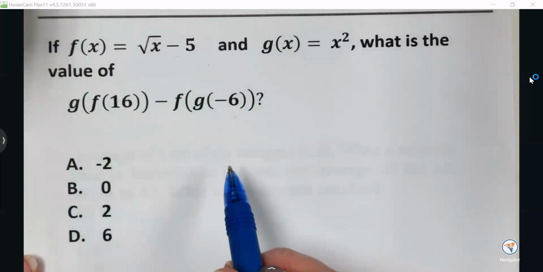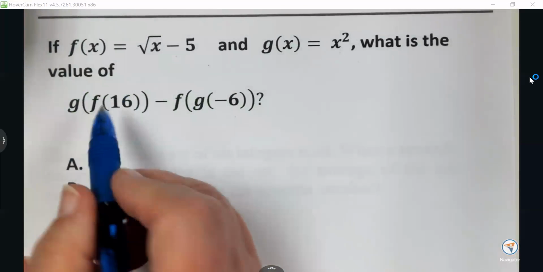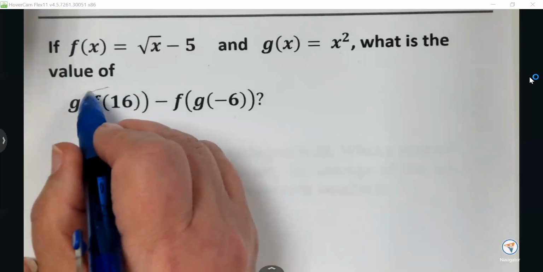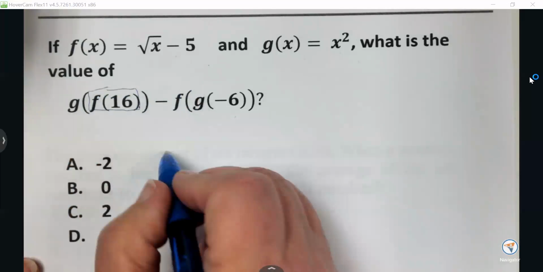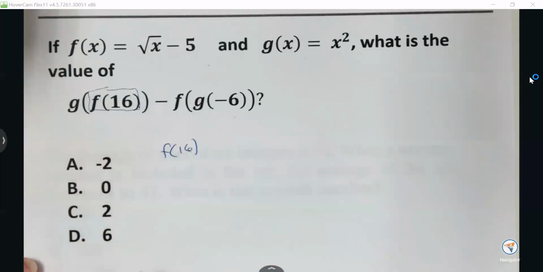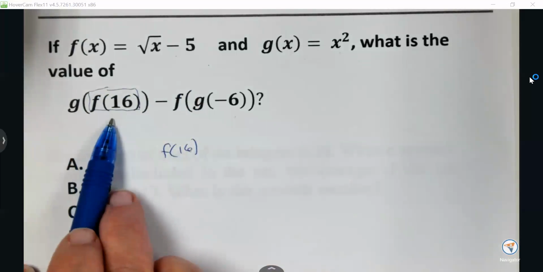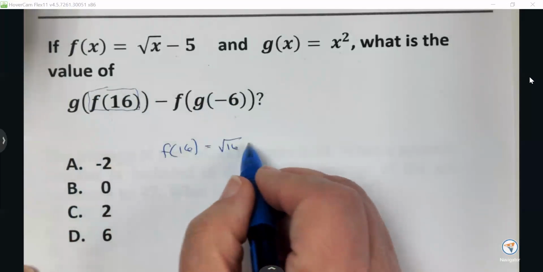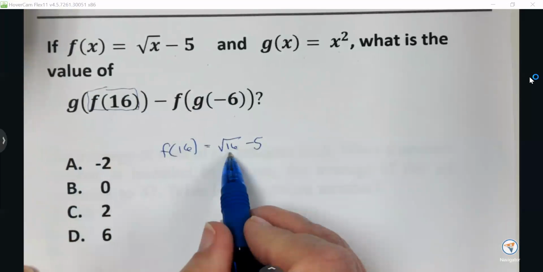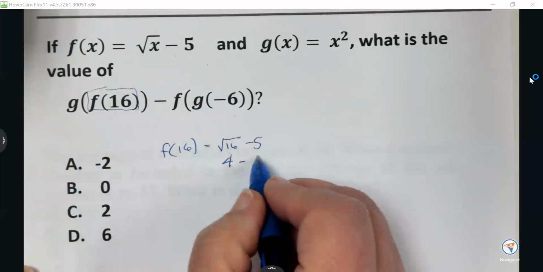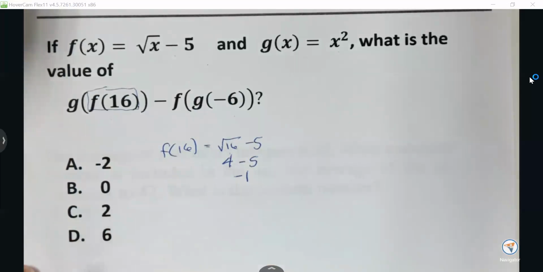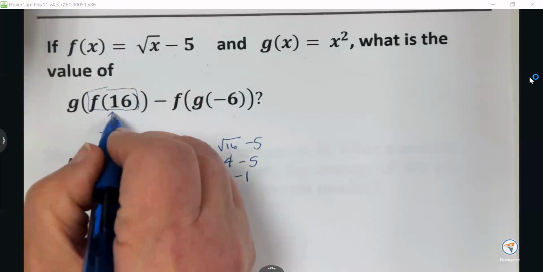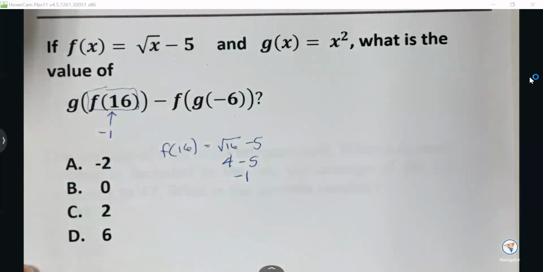Okay, if we want to tackle this one, we've got a composite function here, which really just means we have a function within a function. We are going to start on the inside and find f of 16. F of 16 means I replace that x with 16 and evaluate it. Square root of 16 is 4, minus 5. That's negative 1. So f of 16 is equal to negative 1.